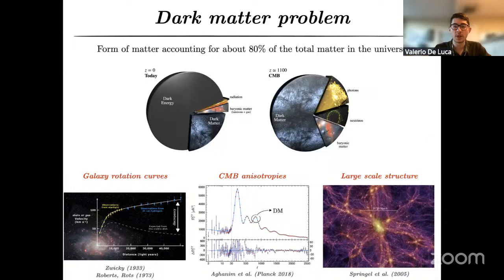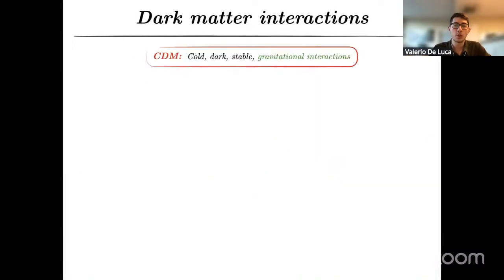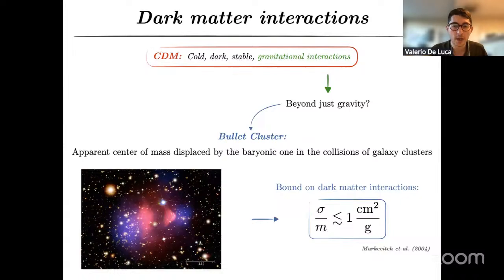Now, thanks to these observations, we managed to build the cold dark matter model, in which dark matter is a non-relativistic particle at recombination. It is dark, so neutral under electromagnetic interactions. It has to be stable, and at least it is characterized by gravitational interaction, through which these observations were made. But one may wonder what happens if we go beyond gravity. An important observation comes from the Bullet Cluster, describing the collision of two galaxy clusters whose center of mass was shown to be displaced from the baryonic-only component. So if dark matter has further interactions, they have to be constrained, and indeed people derived a bound on the dark matter cross-section, sigma, to be smaller than about 1 centimeter squared per gram times the dark matter mass.